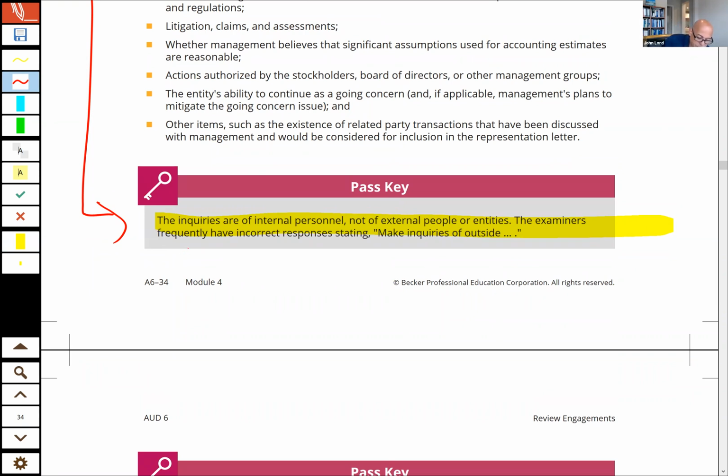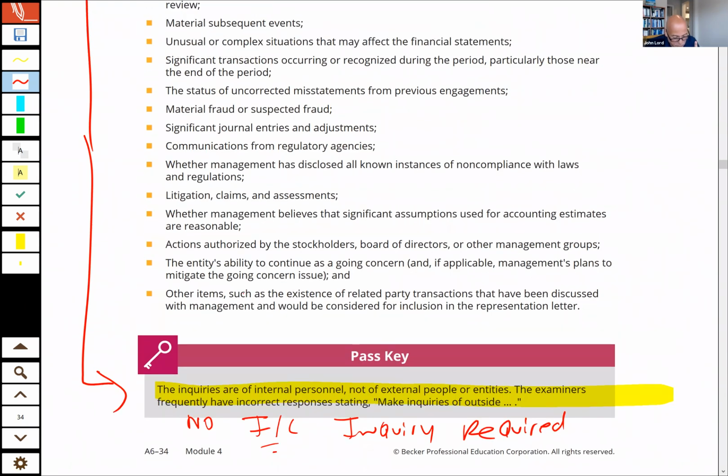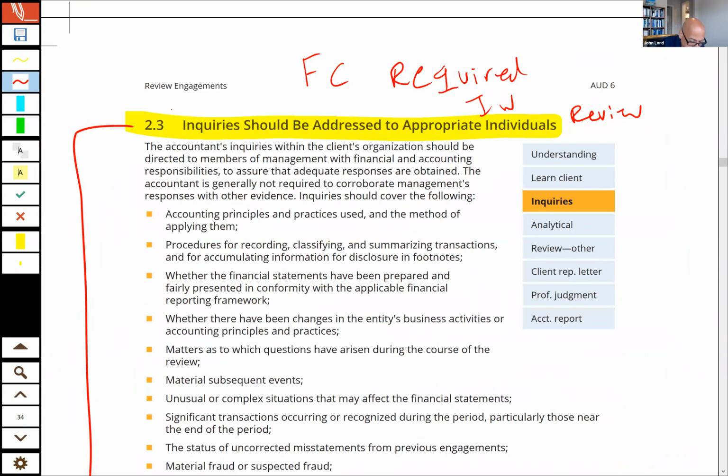Okay. Note put down here, no IC inquiry required. What is IC? Internal control. So again, they are giving us a pass on internal control work here, right? We will make inquiries about certain matters. It's of internal, not external individuals. Okay, good. Now that's the first thing that's on the required flashcard. So let's just put a 1 there.